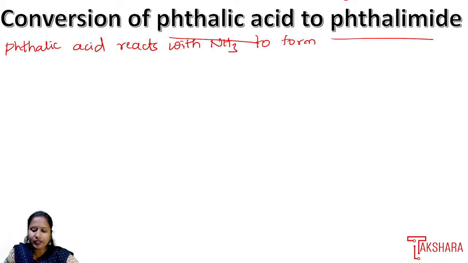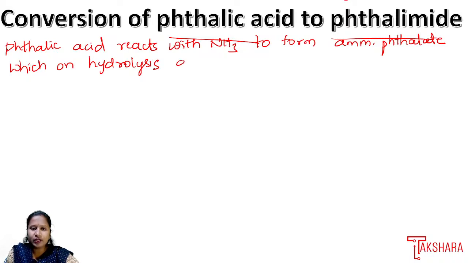So the first product we get is ammonium phthalate. Okay, ammonium phthalate is going to form, and when ammonium phthalate, which on hydrolysis, it is going to give phthalimide. So what product does it give us again? Phthalimide is going to form.